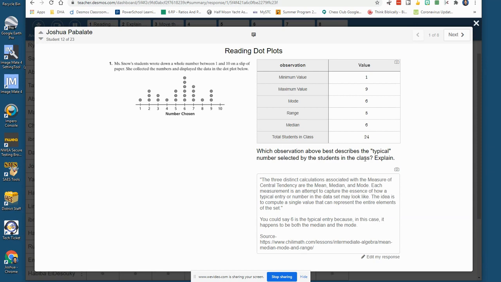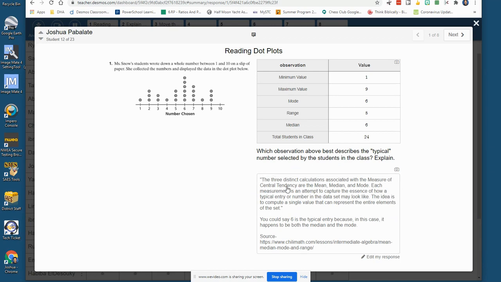Next part, which observation above best describes the typical number selected by the students in the class? Explain. All right, typical is a tricky thing because it depends on how you define typical or what you're looking for, and it can be different things. But here's an explanation that I found that does a really good job of describing different ways of what it means to be typical.